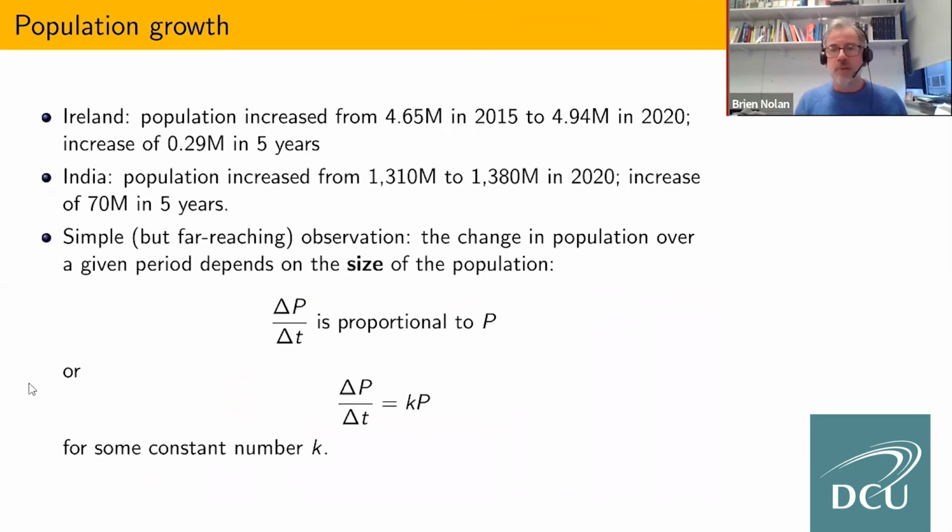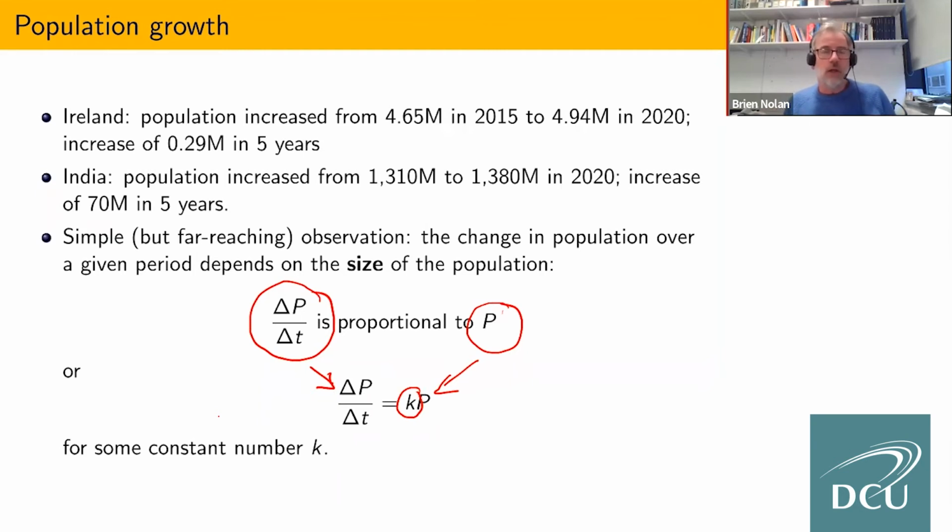Okay, so is proportional to, well, what that means is that the quantity on the left-hand side of that statement, that quantity delta P over delta T, the change in population divided by the change in time, is proportional to this number P. And what that means mathematically is that that number there is equal to some constant times that number there. So this simple but far-reaching observation already gives us a mathematical looking equation. It gives us this equation that delta P over delta T is equal to K times P for some number K.